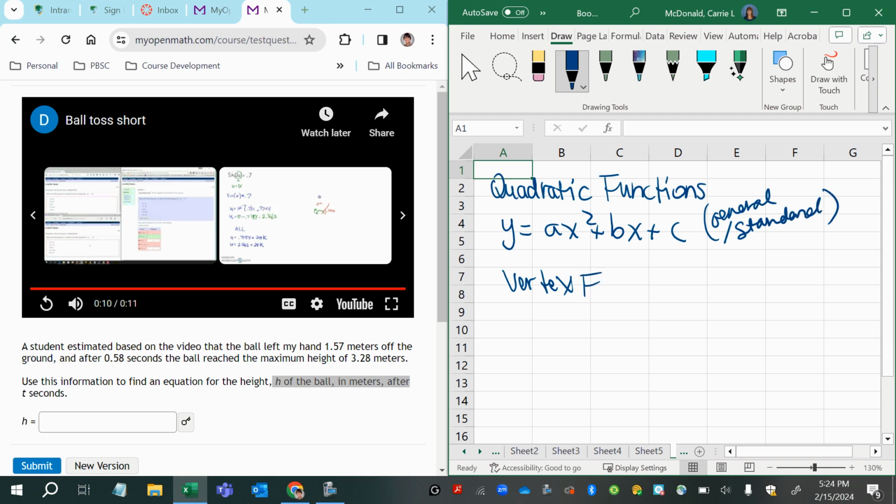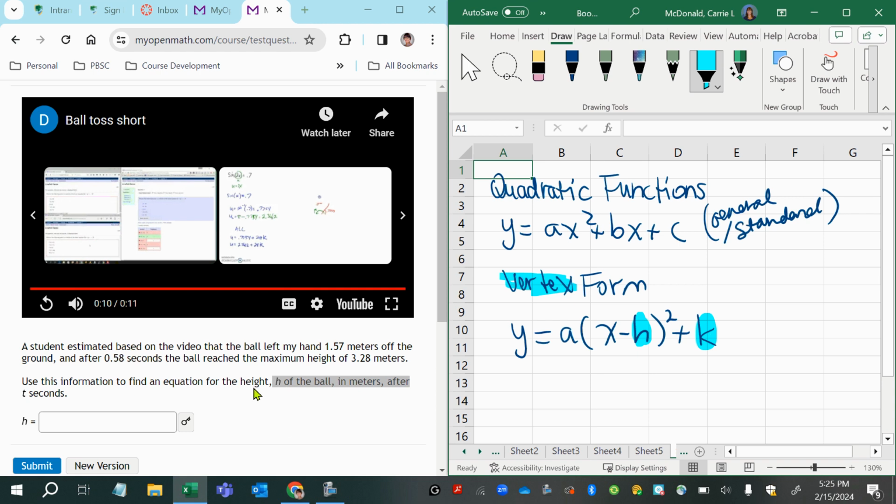Now the vertex form is y equals a times (x minus h) quantity squared plus k. This one is called vertex form because the vertex point is shown by this form, where the h is the x coordinate of your vertex and the k represents the y coordinate of your vertex. All right, so these are two different forms that I'm familiar with regarding quadratic functions. Now, which one should I use?